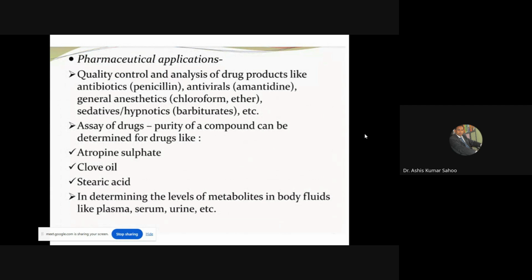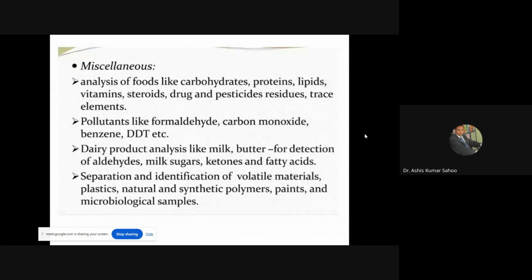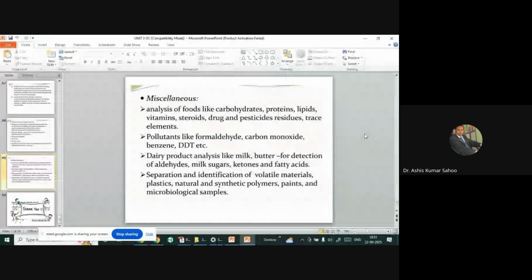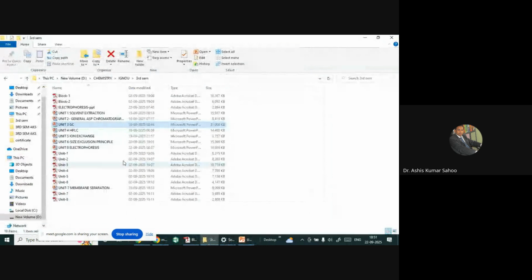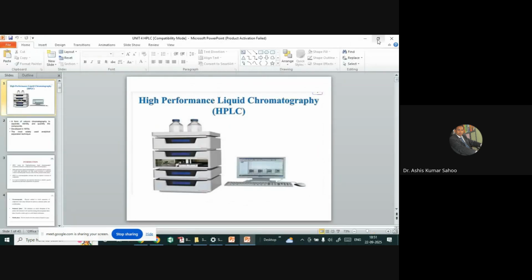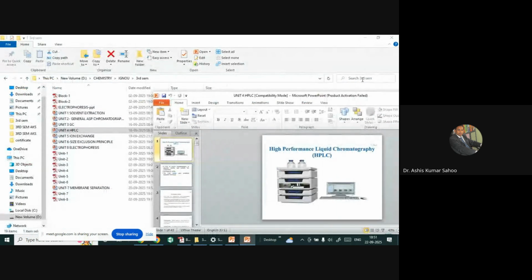Quality control analysis of drug products like antibiotics and antivirals. We can use gas chromatography for this. Analysis of food like carbohydrates, proteins, lipids. So these are the different fields with gas chromatography. Next we'll see another one, HPLC. These are the different chromatography techniques you can see one by one.